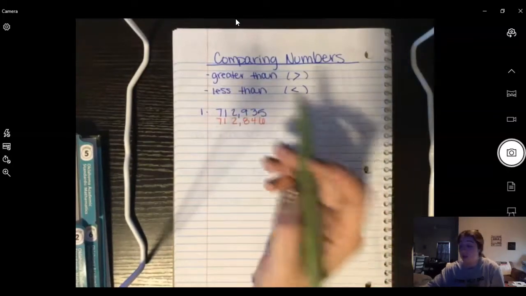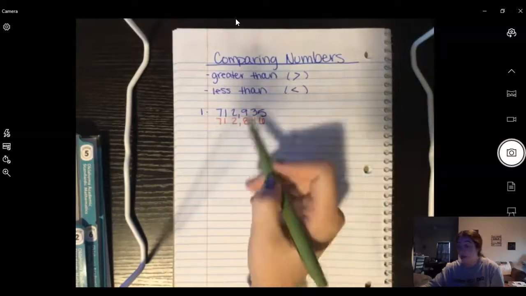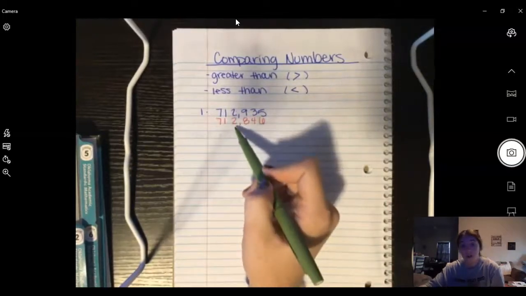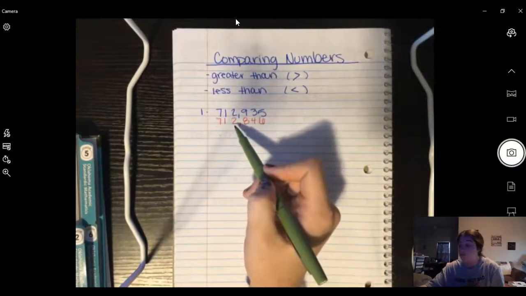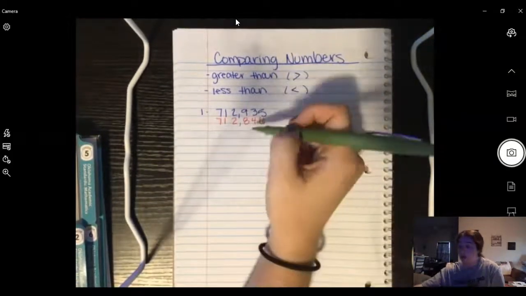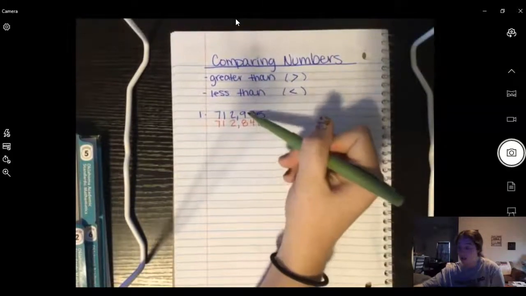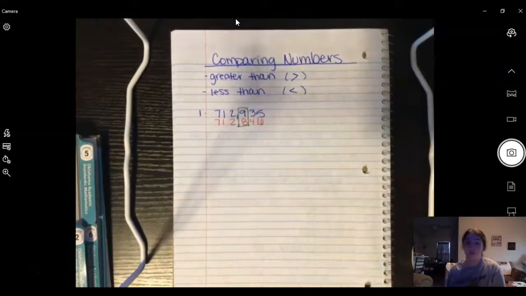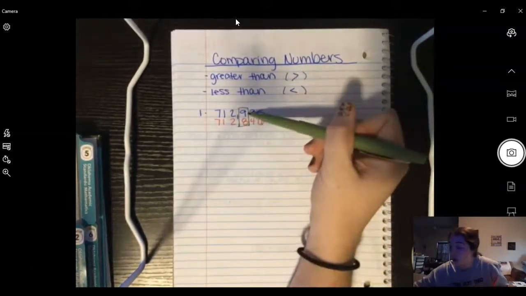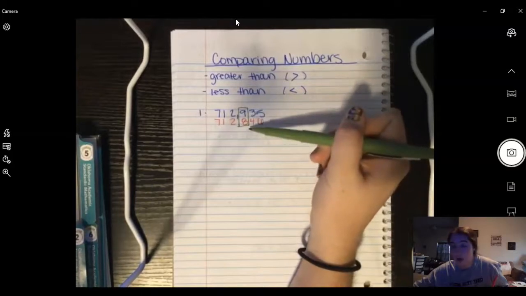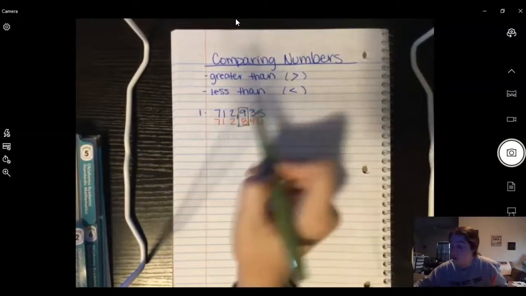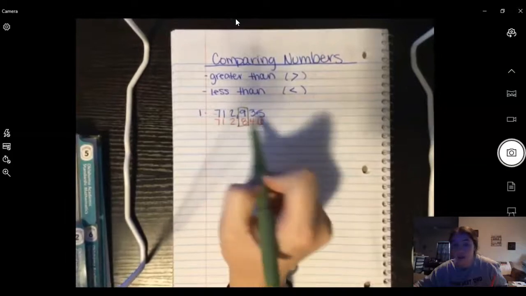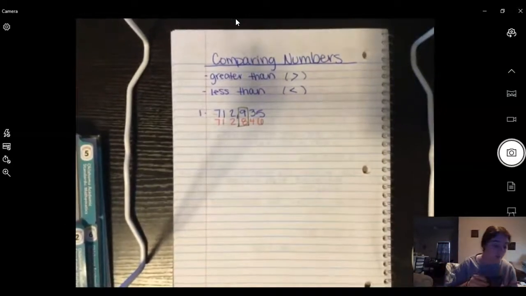They're still equal. So we keep going to the next place value. 2 is in the 1,000s in each number. So we keep going. So far, each number is equal. But then we get to the hundreds and we see that they are different. So that's where we start the comparing. So 9 is greater than 8. Therefore, this number on top is going to be the greater than.